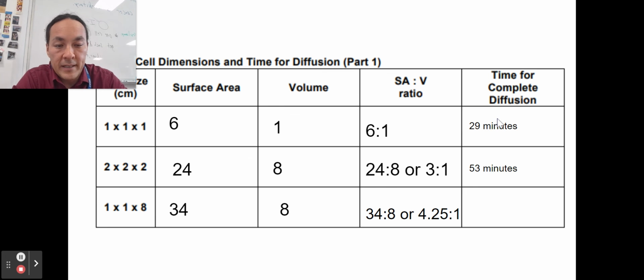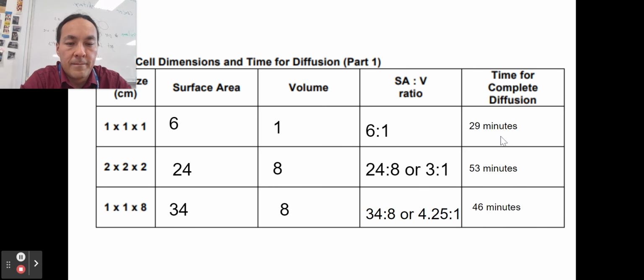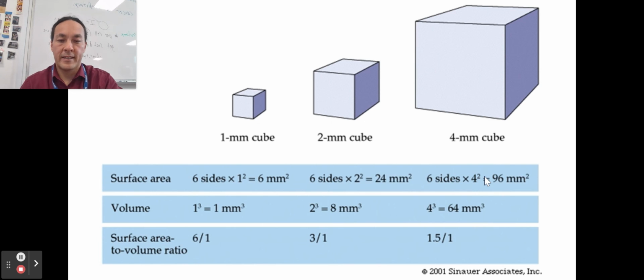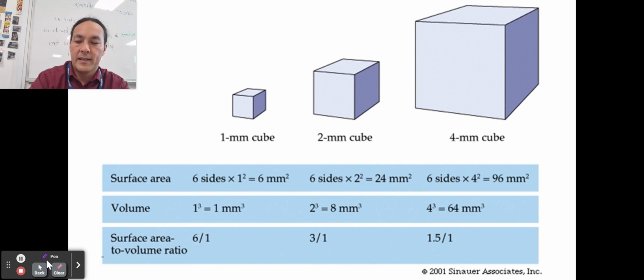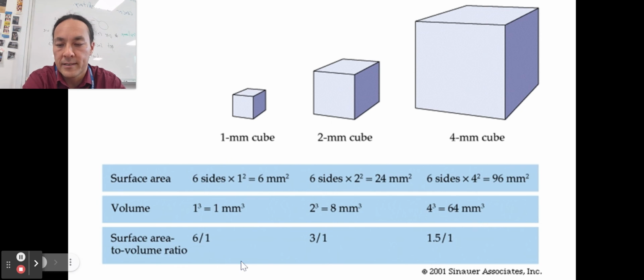So here I got 29 minutes for this one, 53 and 46. So these are my times, and hopefully it works, right? The 6-to-1 is the quickest rate of diffusion for this cell, whereas the 3-to-1, which was the smallest surface area to volume ratio, took the longest. This is why cells can't be huge. We can't just be one cell. It would take too long to get the oxygen all the way to the inside and to get the CO2 or its waste out. So cells are inherently small to maximize surface area to volume ratio and maximize diffusion rates.